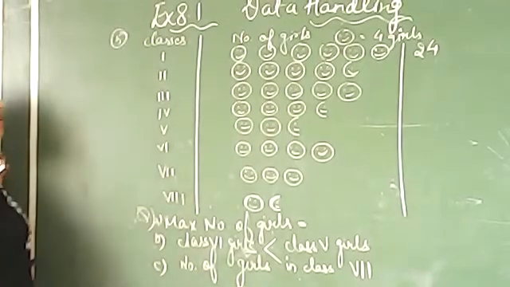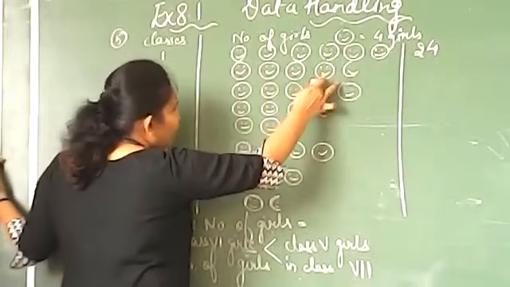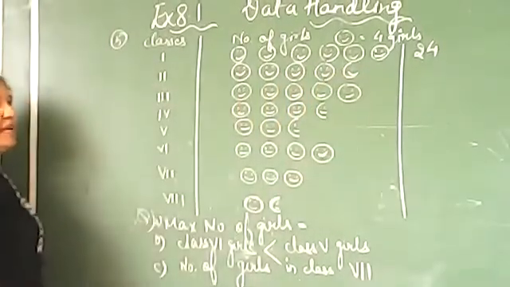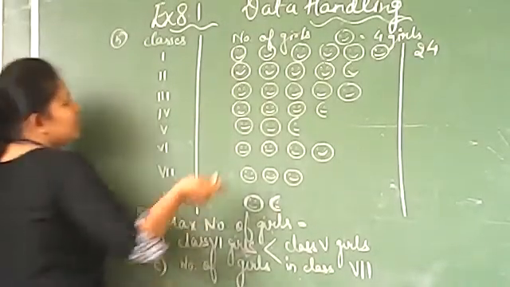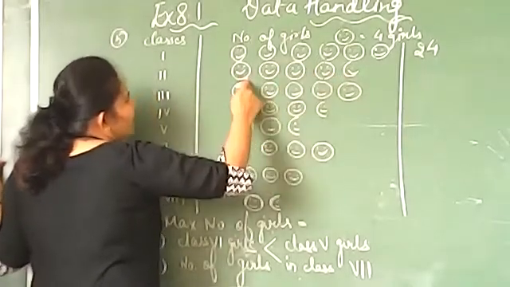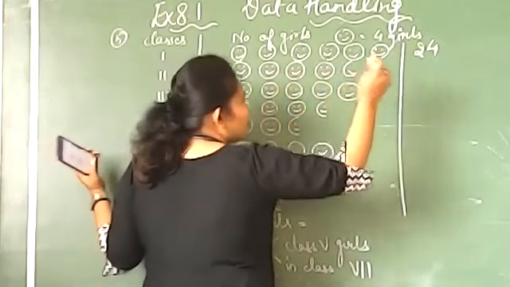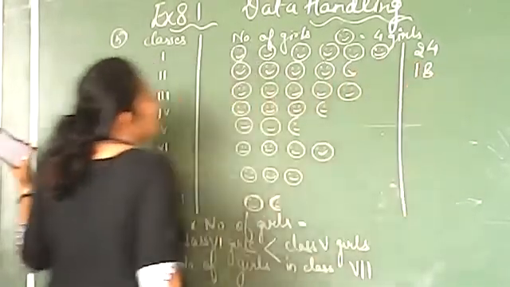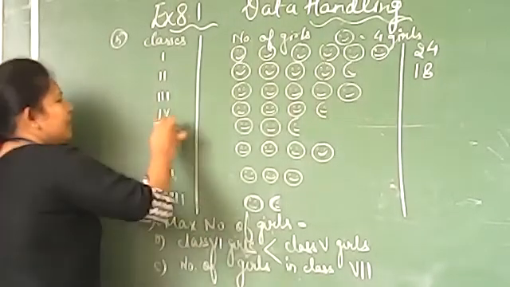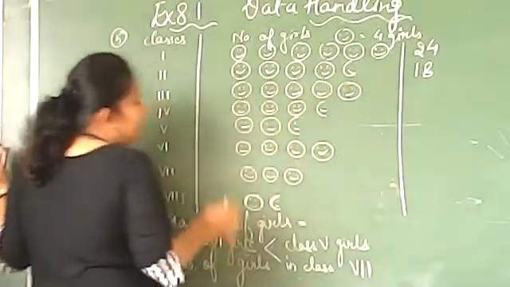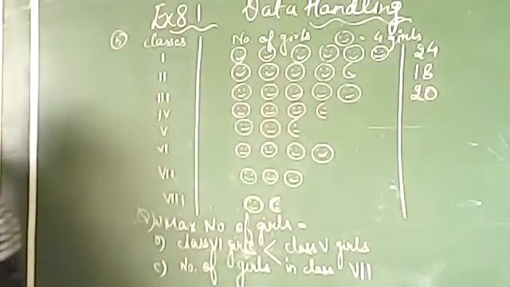Now look at class 2. 1, 2, 3, 4. 4 pictures are full and one picture is half. One picture means 4 girls, and half picture represents 2 girls only. So if you have 4 and a half pictures, 4 pictures means 4 fours are 16, and with 16 we have half also. 16 plus 2 will give you 18. So class 2 has 18 girls. Now the third one, 1, 2, 3, 4, 5. 5 complete pictures means 5 fours are 20. So we have total 20 girls in class 3.